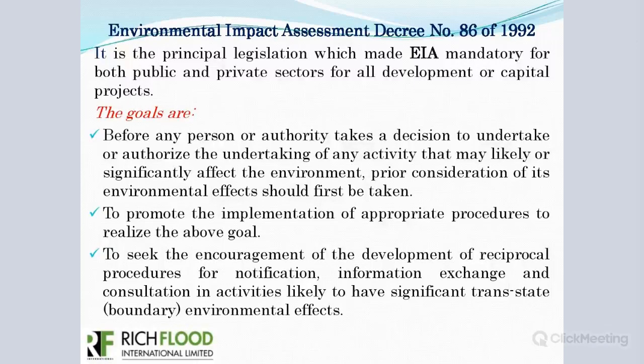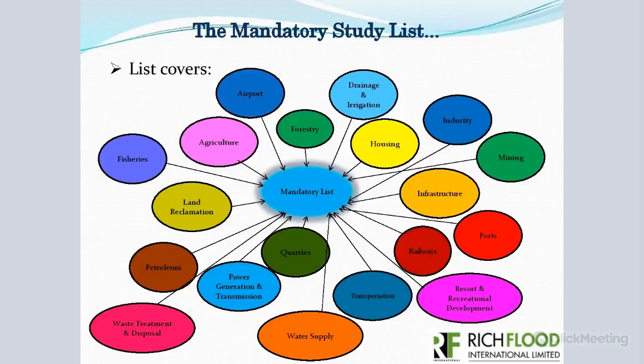And then the third one is to seek the encouragement of the development of a reciprocal procedure for notification, information, exchange, and consultation in activities likely to have trans-state or transboundary environmental effects. So here are some of the mandatory lists. When I say mandatory list, I'm talking about projects that would require the EIA being carried out.